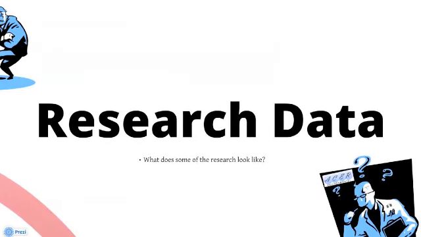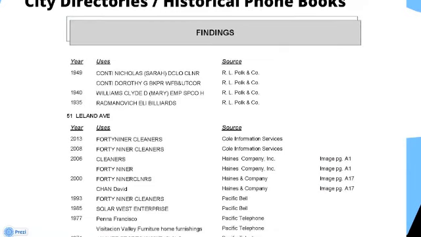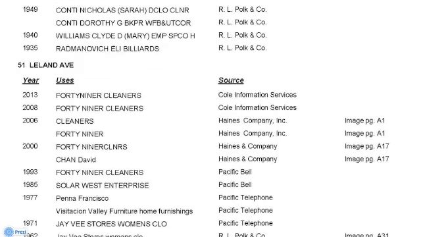Let's take a look at some of the research found in environmental reports. City directories gather information from historical phone books to tell us what businesses were registered at the subject and surrounding properties during previous years. You can see 49er Cleaners is listed at this particular property as far back as 1993. Unless recent soil testing has been completed, it's likely we would recommend additional investigation and a Phase 2 soil test be completed to rule out the possibility of contamination associated with the dry cleaner.